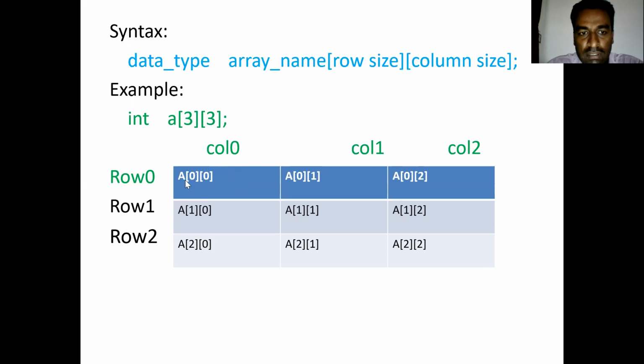So here the first element is 0, 0, and then the second one is called 0 and 1, because of row and column. Then second row and first column, and third row, third column. So we have 2, 0, 2, 1 and 2, 2. Likewise, the elements are stored in the two-dimensional array.